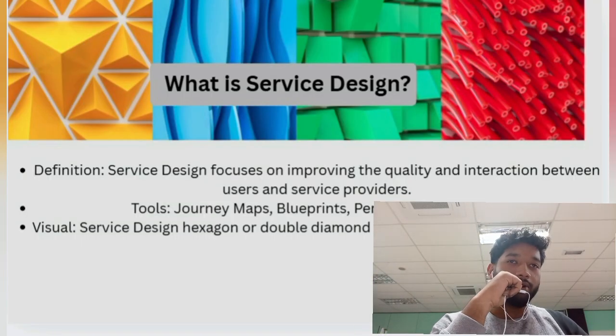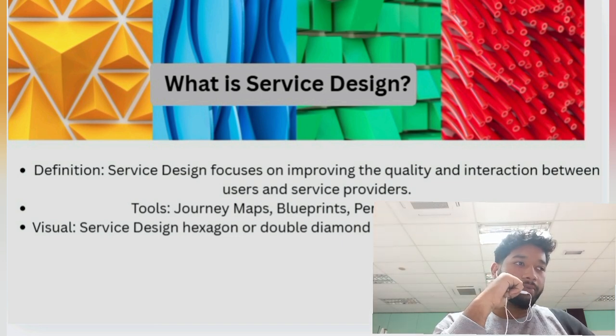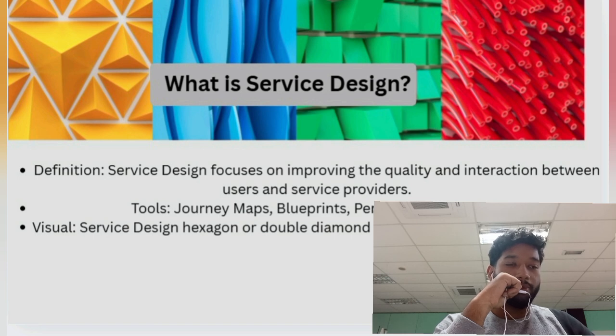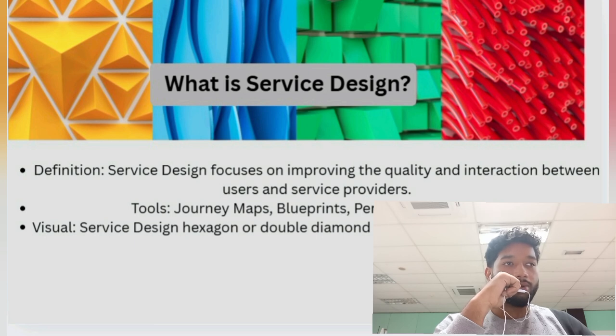First of all, let's focus on what service design is. Service design is a medium that is used to improve the quality between the service provider and the user who's using it. So that we as service designers would be going through how the user would face it, how we would feel it, and how we could encourage this user interface of it.